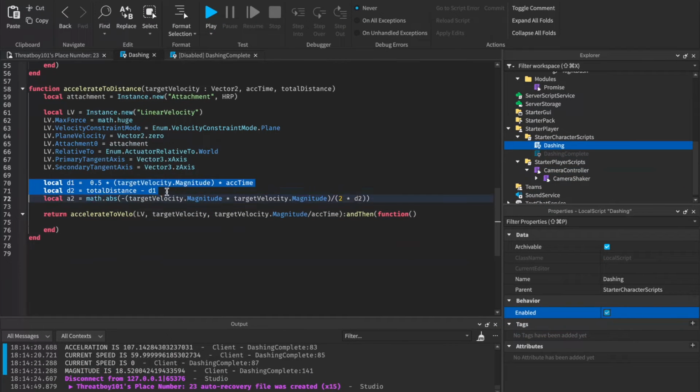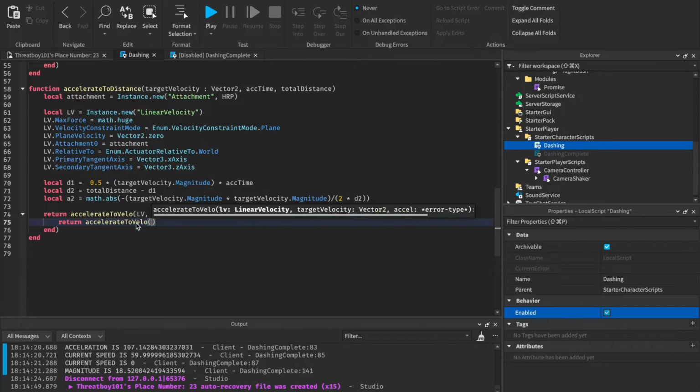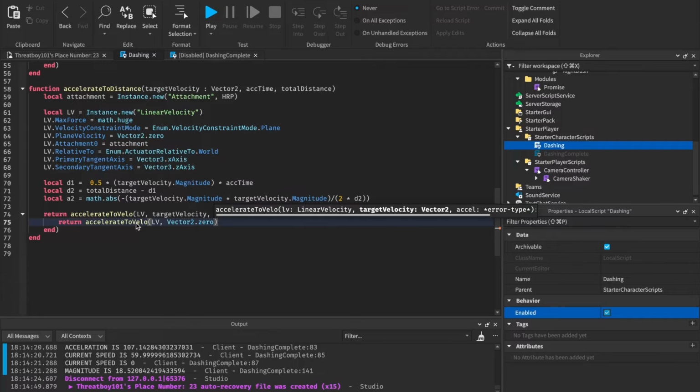So I've gone ahead and put these formulas here. And now it is time to decelerate. So to decelerate, we use the same function. And this time, our target velocity will be 0. And we want to take a2 amount of acceleration, or I guess deceleration, to do that.